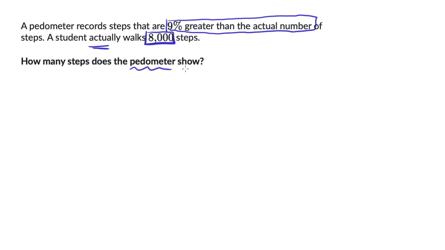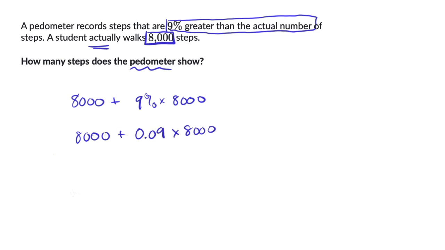So the number of steps that the pedometer shows is going to be 8,000, that's the actual, plus 9%, that looks like a percent sign, times 8,000. Or another way to think about it, this is also the same thing as 8,000 plus 0.09 times 8,000. You could also think about it as the same thing as 1.09 times 8,000. These are all the same thing, but let's just calculate what this is.